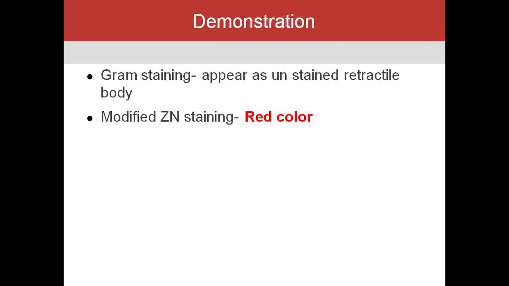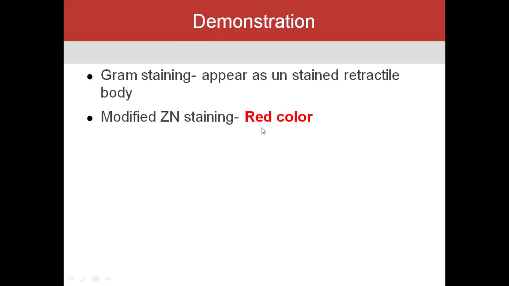Demonstration: how we can identify the spores. In gram staining, the spore appears as an unstained refractile body. They do not take up any stain. It is also identified by modified Ziehl-Neelsen staining. In the modified Ziehl-Neelsen staining, the spores appear red in color. The spores appear acid fast, that is, red in color.